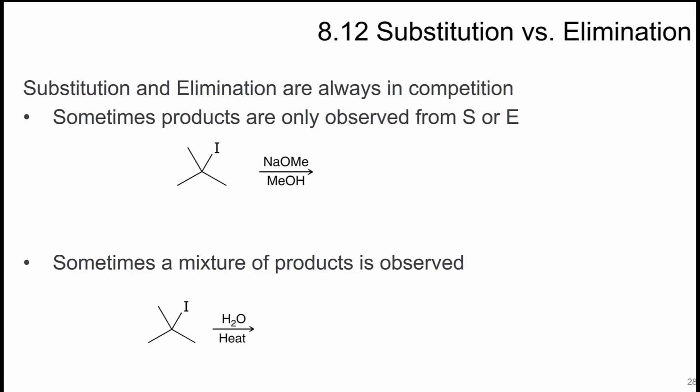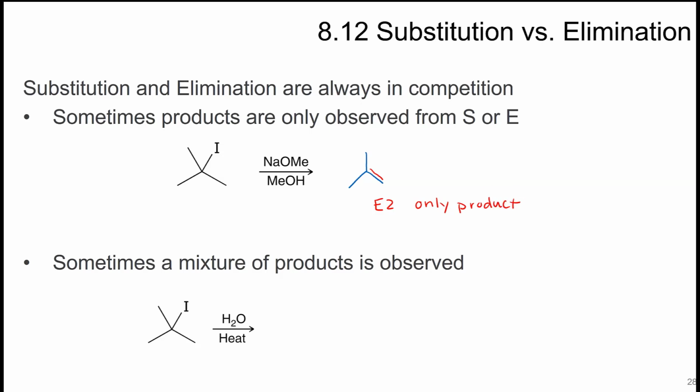How do you choose between a substitution reaction and an elimination reaction? Because they're always in competition. Sometimes products are only observed from substitution or elimination. For example, if I had this tertiary iodide here and react it with sodium methoxide and methanol, the only product observed is the E2. This is the only product.